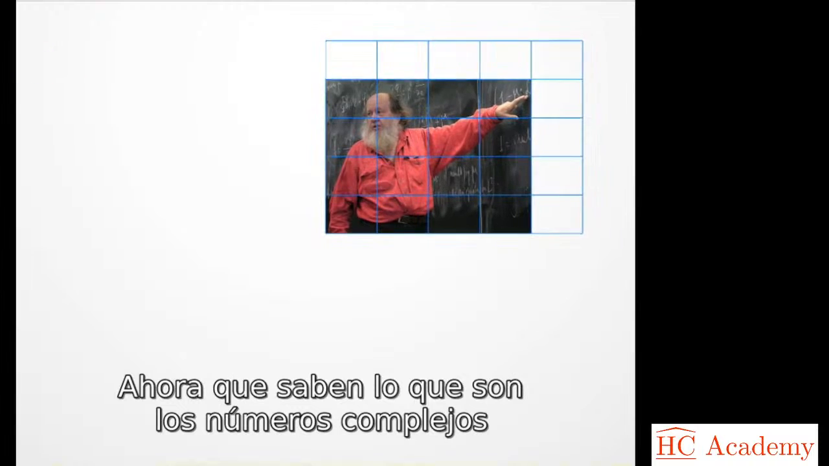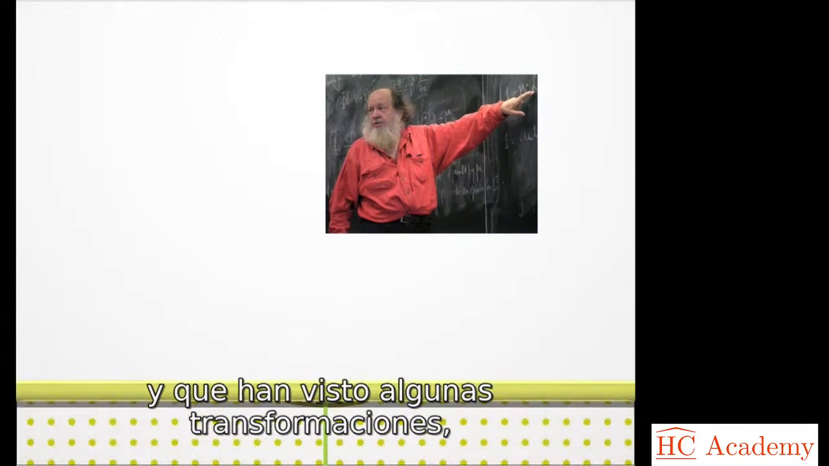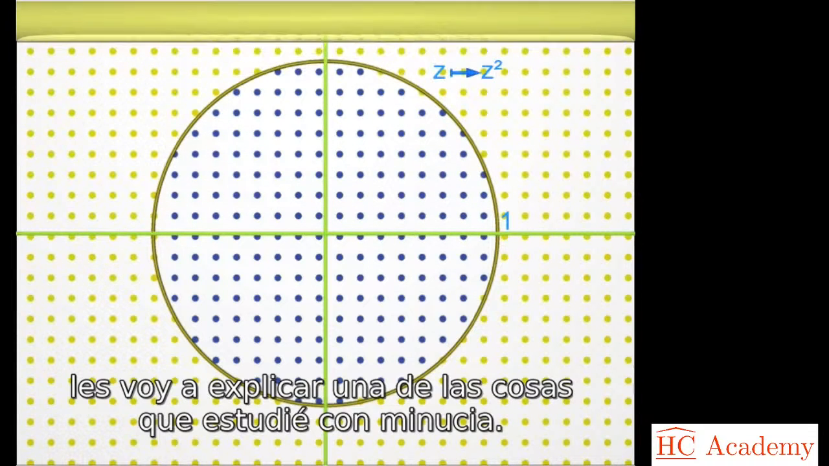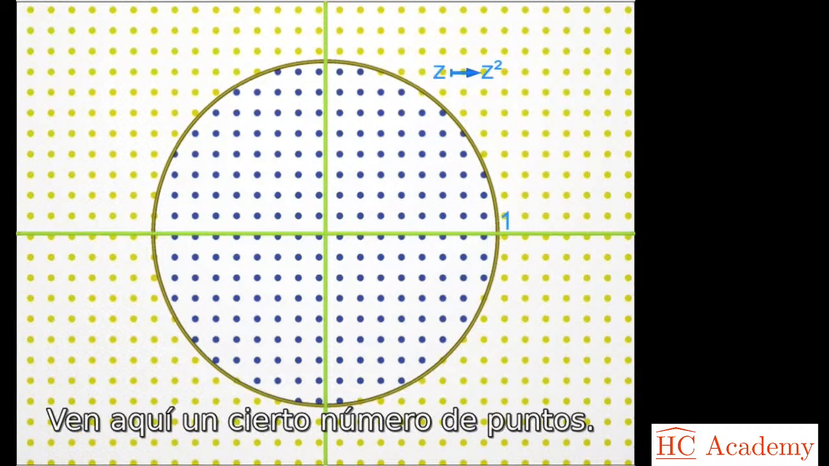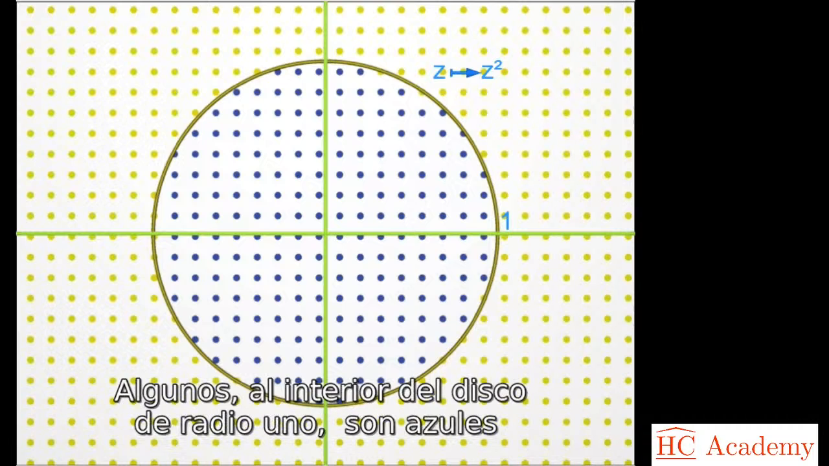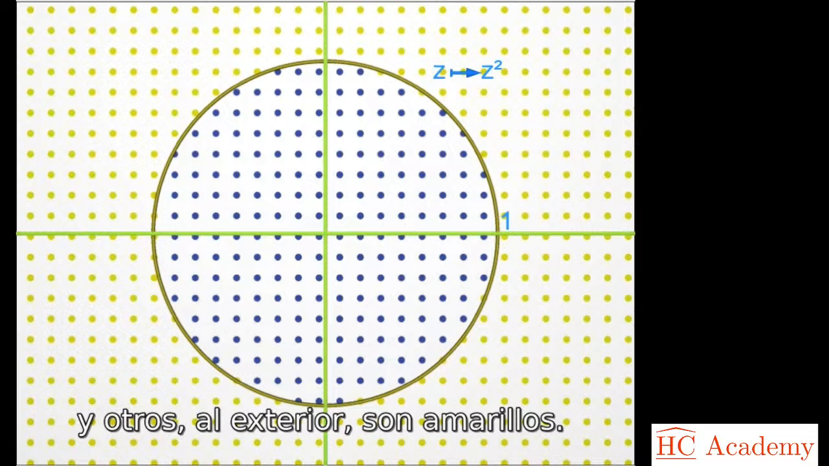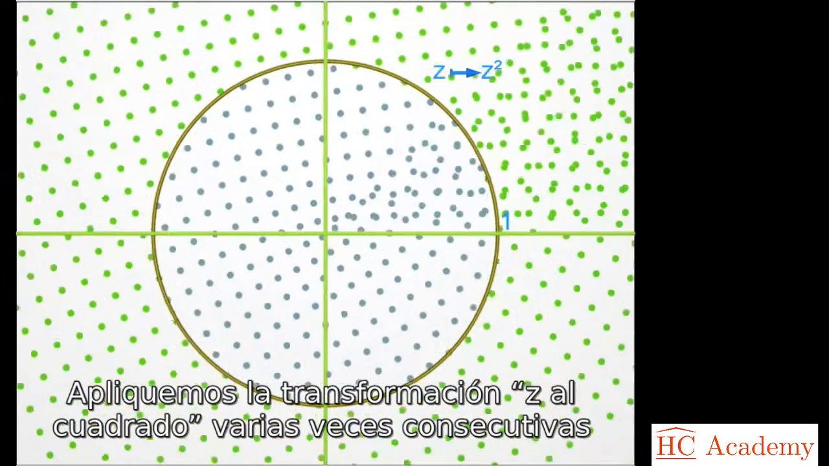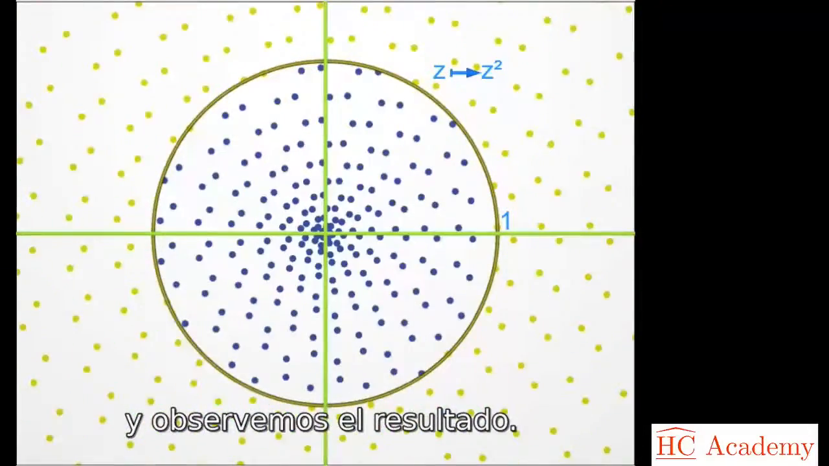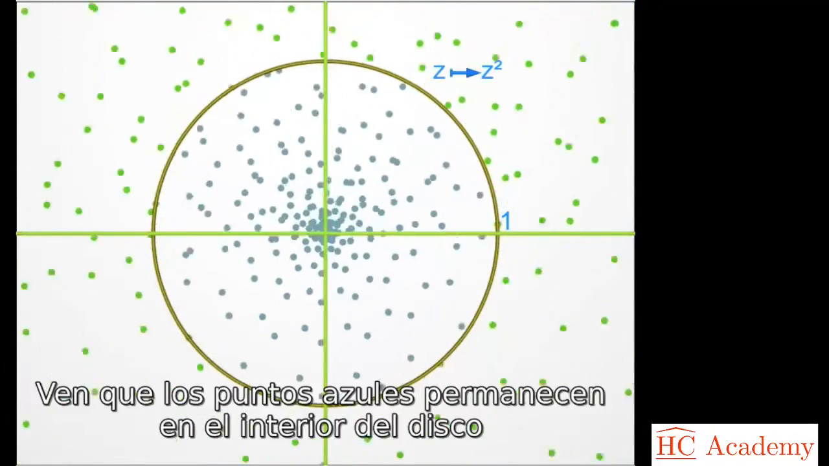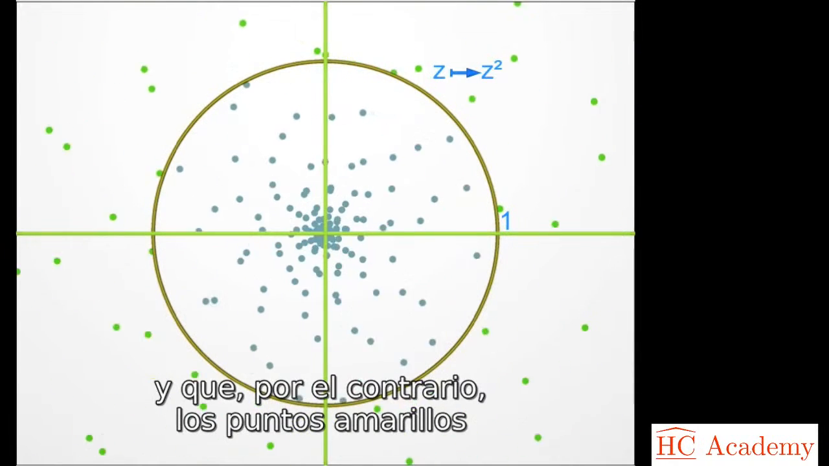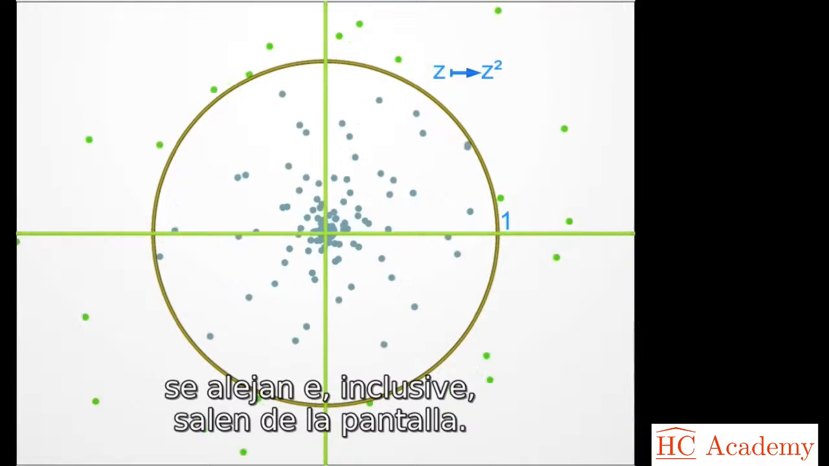Now that you know about complex numbers, and you've seen some transformations, I will explain some of the objects I've been studying closely. Here you see a number of points. Some are blue inside the unit disk, and some are yellow outside. Let's perform the transformation z squared several times, and let's look at the result. You can see that the blue points stay inside the disk, and the yellow points, on the contrary, escape from the disk, and even escape from the screen.